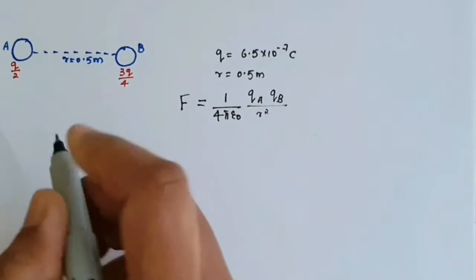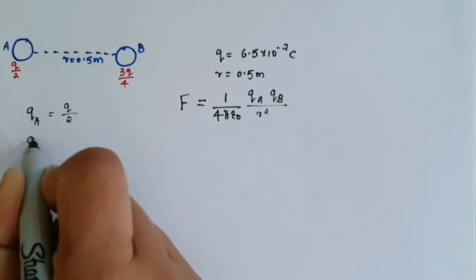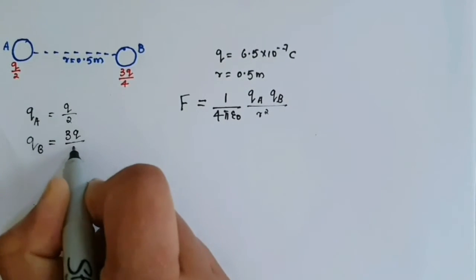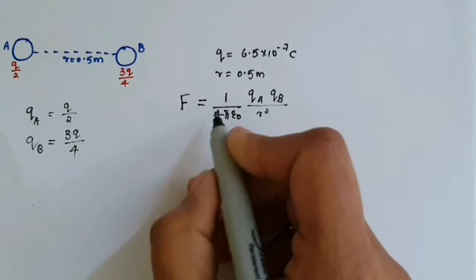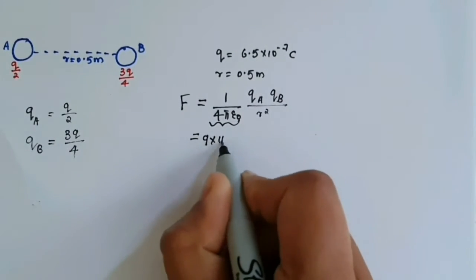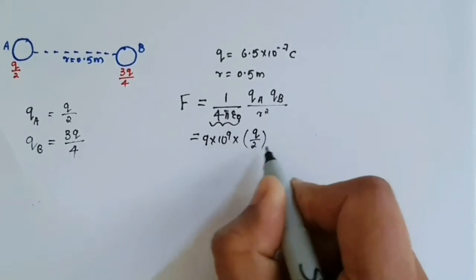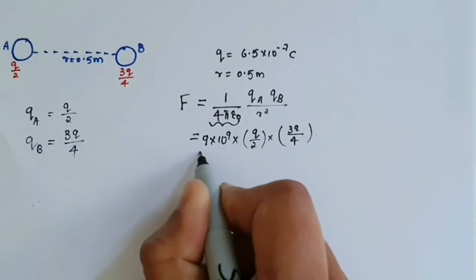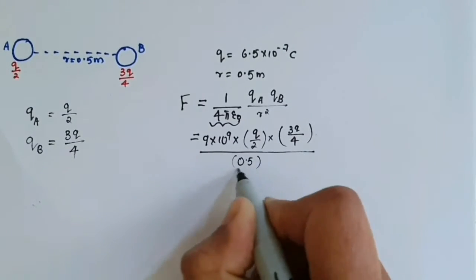Now what is QA and QB? QA is Q by 2 and QB, that is charge on B, is 3Q by 4. Now substitute the values. This is equal to 1 by 4 pi epsilon 0, that is 9 into 10 raised to 9, into QA, that is Q by 2, into QB, that is 3Q by 4, all divided by R square, that is 0.5 whole square.